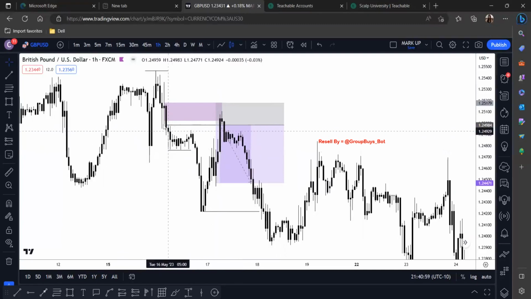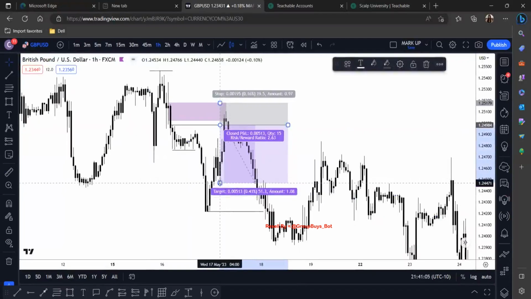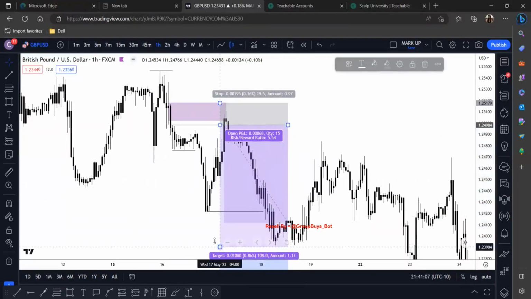So we see that price had tapped the POI, and what happened? We continued to break lows. It ended up breaking this previous low here, and then that's where you would TP.